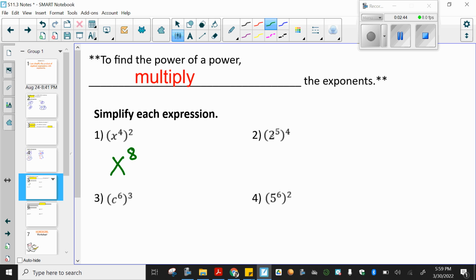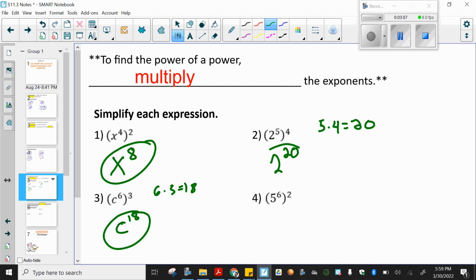Here, 2 to the fifth raised to the fourth would be 2 to the 20th. 5 times 4 equals 20. C to the sixth raised to the third power. Well, 6 times 3 equals 18. So this would be c to the 18th. Right? 5 to the 6th raised to 2. Well, 6 times 2 makes 12. So this would be 5 to the 12th.